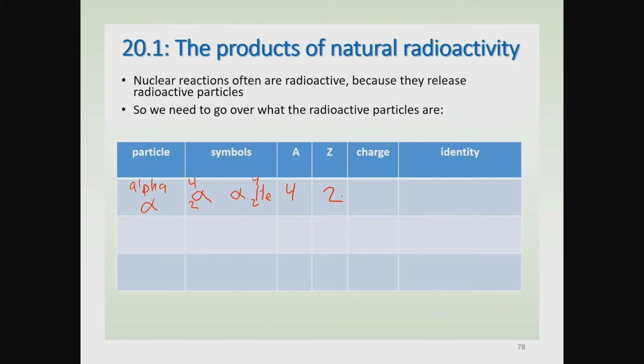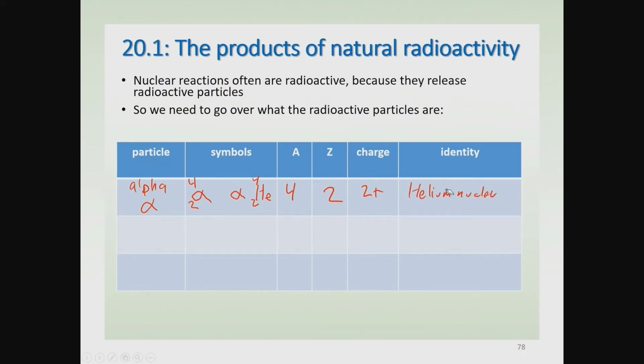Now, you have to remember that this is a helium nucleus. Normally, helium has 2 electrons, except in this case. If it's just a helium nucleus, there are no electrons there, so it's going to be deficient in 2 electrons. It's got 2 protons, which each have a positive charge, which is not balanced by 2 electron negative charges. So this will have a 2+ charge. And again, in terms of identity, this is just a helium nucleus.